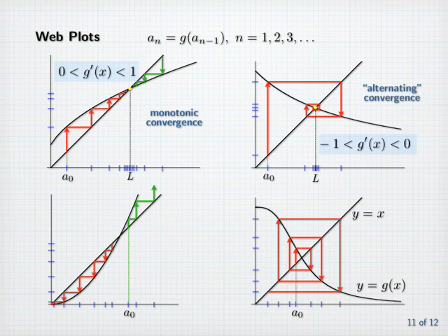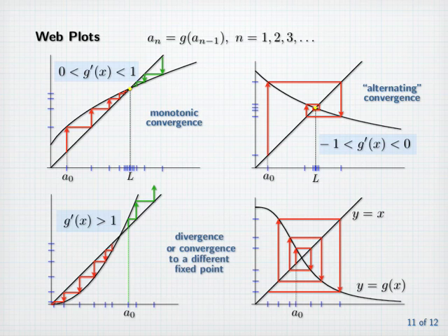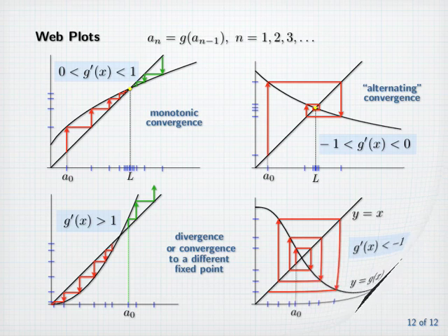In fact, we could refer to this type of convergence as alternating convergence, since the terms of the sequence jump back and forth across the limit L. In the third picture, g' of x is greater than 1 near the fixed point, and as a result, no matter how close A0 is to the fixed point, the sequence always moves away from that fixed point and typically diverges or else converges to some other fixed point. And in the fourth picture, g' of x is less than -1 near the fixed point, and as a result, the web plot spirals out away from the fixed point, and so the sequence either diverges or else converges to some other fixed point.